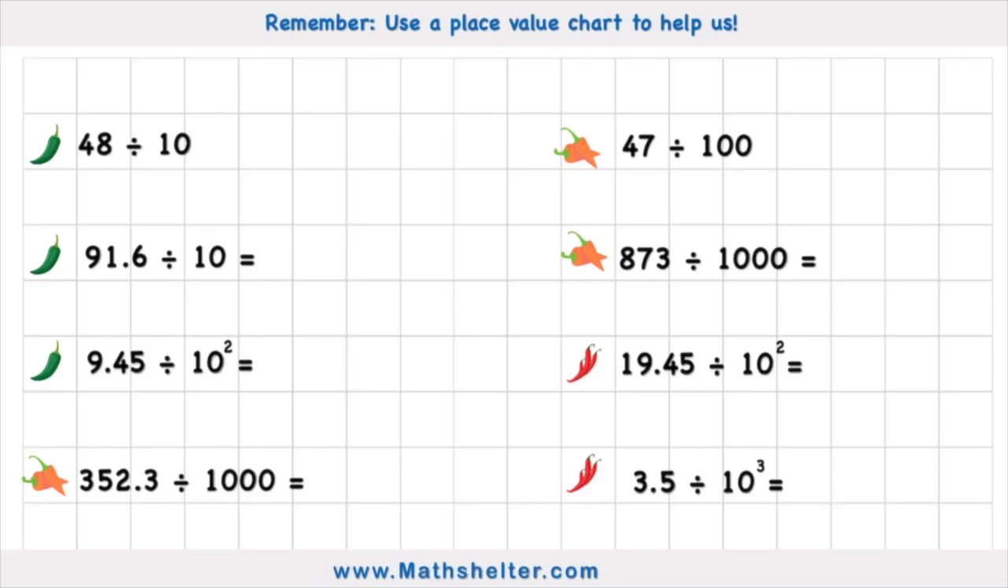So what are we going to remember today? Well, we're going to remember that we can use a place value chart to help us. So let's have a look what that means with our first question, 48 divided by 10. Well, we're starting off nice and easy because 10 is simply just 10 to the power of 1. So we don't have to do any other multiplication or calculation. All we're going to use is our place value grid to help us understand how to do this division.